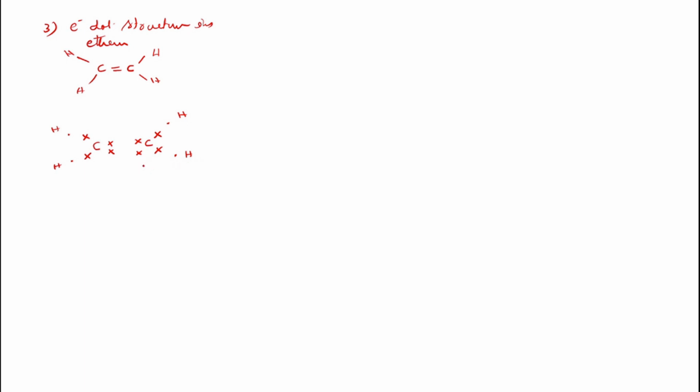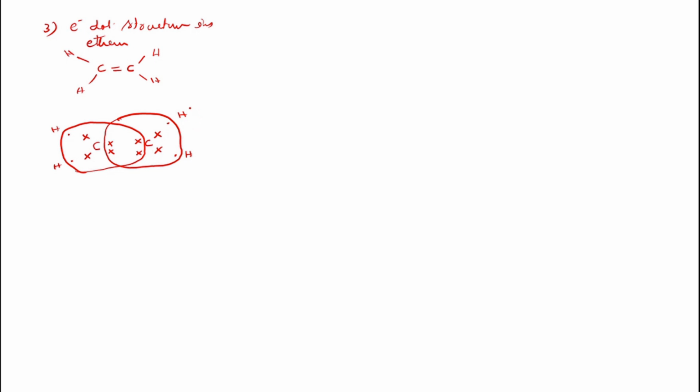Now you see that we want 8 electrons per carbon. Now you see 1, 2, 3, 4, 5, 6, 7, 8. Now it has reached noble gas configuration. Now this carbon we will see. Now you count 4, 5, 6, 7, 8. This carbon also reached noble gas configuration.